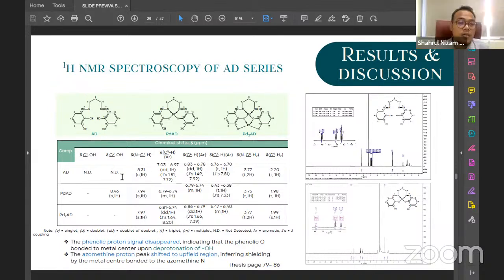Okay, so look at the AD. This is the ligand, 8.31. Yeah, 8.31 for the ligand. It is a singlet with one proton here. When you form the complex, the azomethine proton is still there, but the chemical shift is lower, 7.94. The same thing happened for palladium-2 AD. This is dinuclear palladium, 7.97. This indicates that there is a bond between the azomethine nitrogen and your metal. If there is a bond, then the chemical shift will become lower.